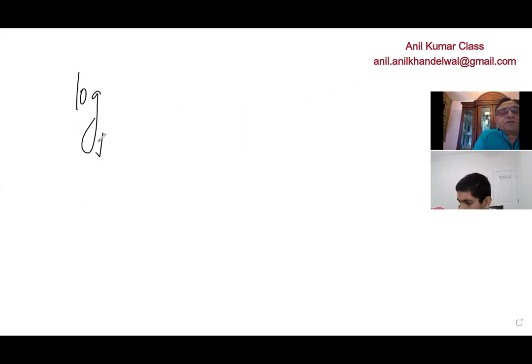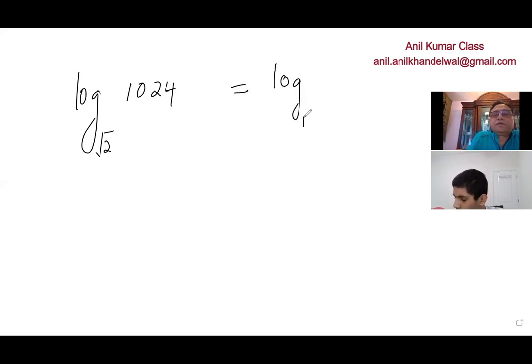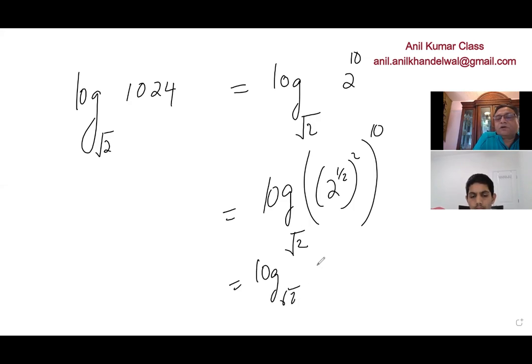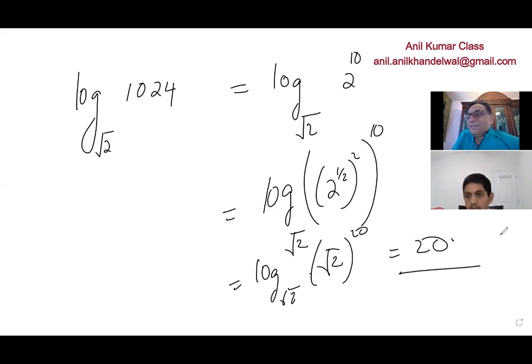Log to the base square root of 2 of 1024 is how much? 12. Correct? How 12? Log to the base square root 2. 1024 I wrote as 2 to the power of 10, correct? But we want this half. So we get log to the base square root 2 of 2 to the power of 10, we want it to be half, right? So we'll do half times 2. So basically, it is equal to log to the base square root 2 of square root 2 to the power of 20. So the answer should be 20, correct? Got the idea? So try to relate them like this. Fine?